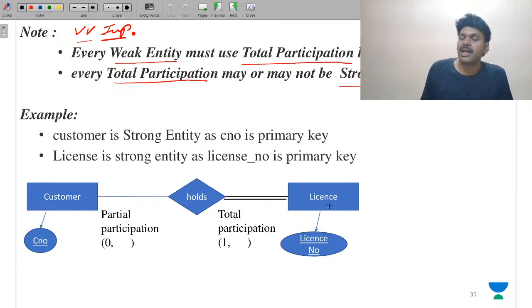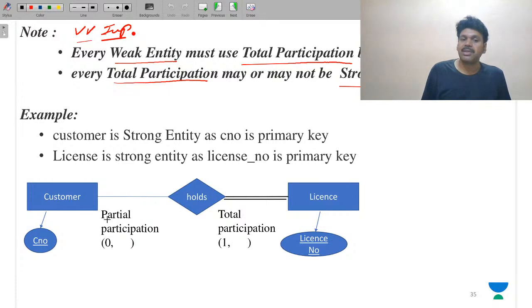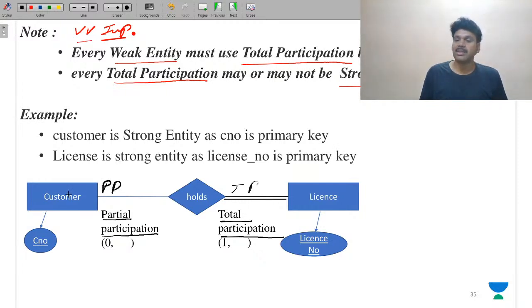There is a customer and there is a license database. A customer may or may not have a license. For example, under 18 years old, you cannot have a license. Therefore, every citizen may or may not have a license. So partial. But you observe carefully. Every license must be associated with a citizen or a customer. Therefore, license is a what? Total participation. Customer may or may not have a license. It is a partial participation.